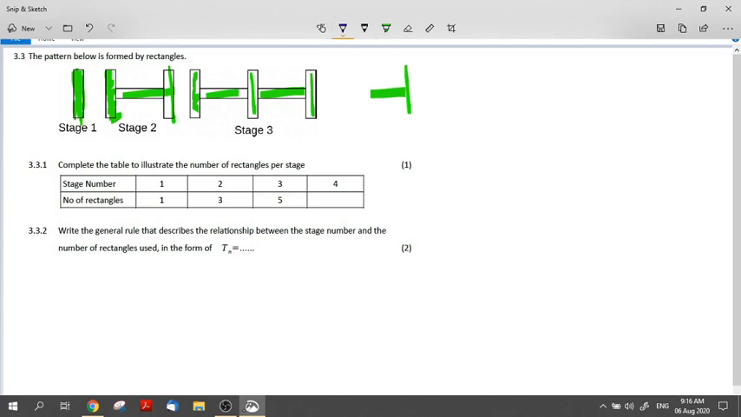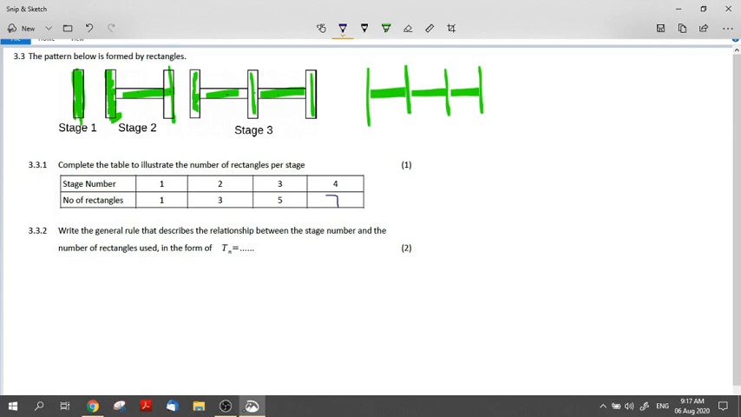So obviously in stage 1 there's one rectangle, in stage 2 there's 1, 2, 3 rectangles, then there's 1, 2, 3, 4, 5 rectangles. So if you have a look here, we could draw stage 4 if we really wanted. It would look like this. And then I would have 1, 2, 3, 4, 5, 6, 7 rectangles.